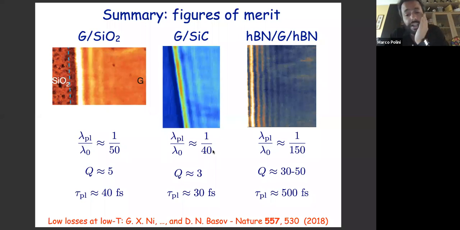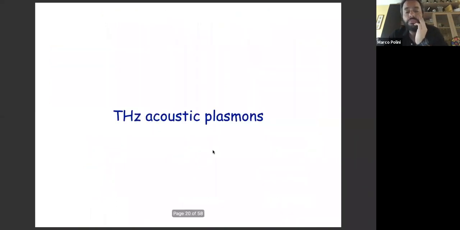And later on, just a couple of years ago, Dmitri Basov showed that, for example, you can go also to relatively low temperatures. I believe the experiments in this Nature paper were carried out at 60 Kelvin, and you could achieve much longer lifetimes, of course, because the main agents scattering graphene plasmons, pretty much as for electrons, are acoustic gauge phonons essentially, and so you can quench those by working at low temperatures.